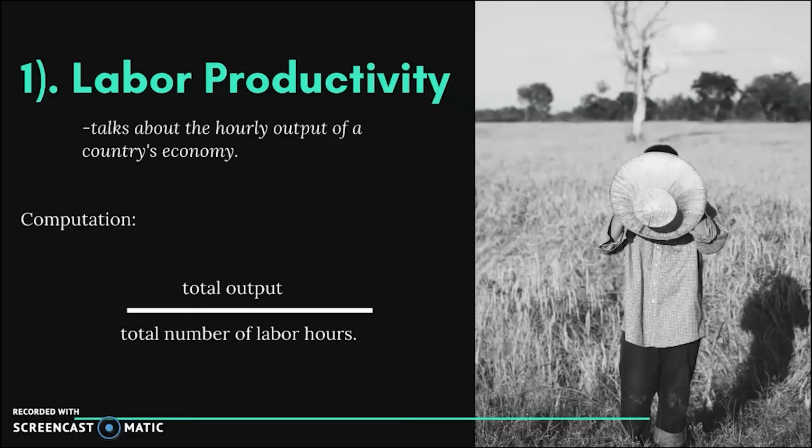Okay, so labor productivity. In general, labor productivity talks about the hourly output of a country's economy. Now, specifically, it charts the amount of real gross domestic product or GDP produced by hourly labor. Now, don't confuse labor productivity with employee productivity, as those two are completely different things. Just remember that labor productivity is simply a measure of an individual worker's output.